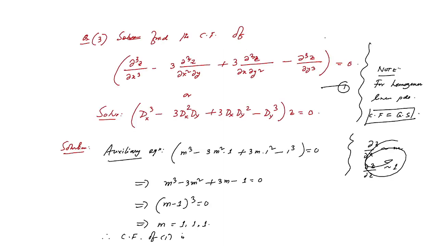so repeated roots 3 times, so that will be phi 1 of (y plus mx) plus x phi 2 of y plus x plus x square phi 3 of y plus x. So that will be the general solution or complementary function. So in that way you can solve this kind of equation.